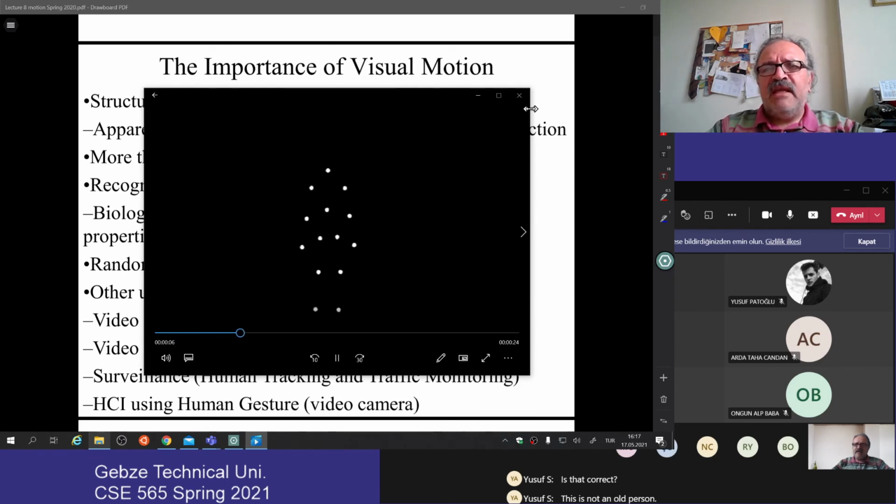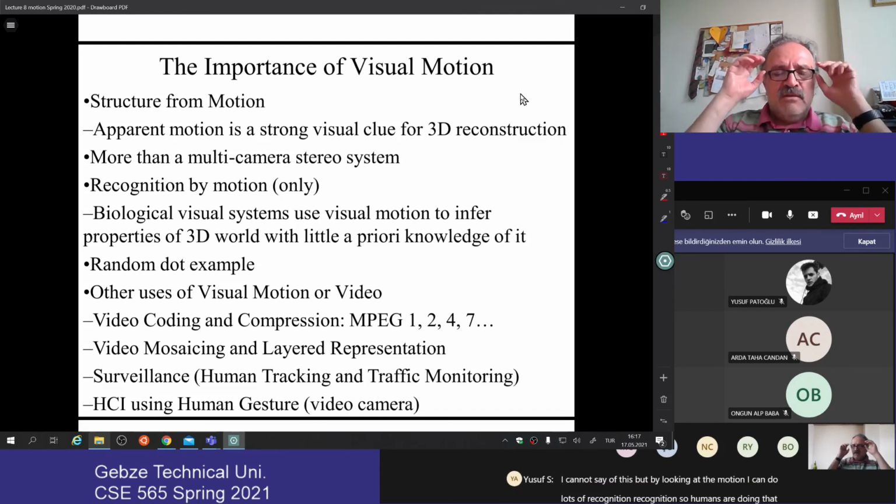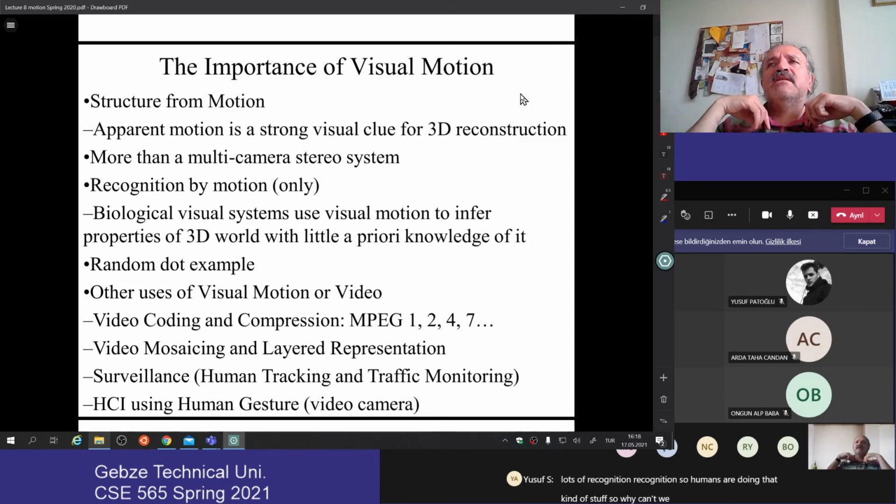Yeah, this is definitely a male. So how can I say this kind of stuff? By looking at a single image, I cannot say any of these, but by looking at the motion, I can do lots of recognition. So humans are doing that kind of stuff. So why can't we do the similar stuff with computers, with computer vision?